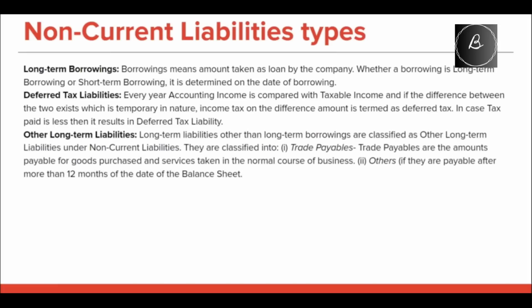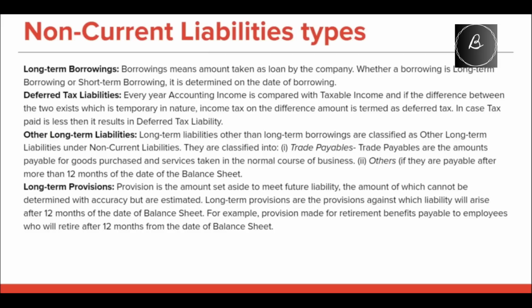Other long-term liabilities. Long-term liabilities other than the long-term borrowings are classified as other long-term liabilities under non-current liabilities. They are classified into 1. Trade payables. Trade payables are the amounts payable for goods purchased and services taken in the normal course of business. 2. Others, if they are payable after more than 12 months of the date of the balance sheet.